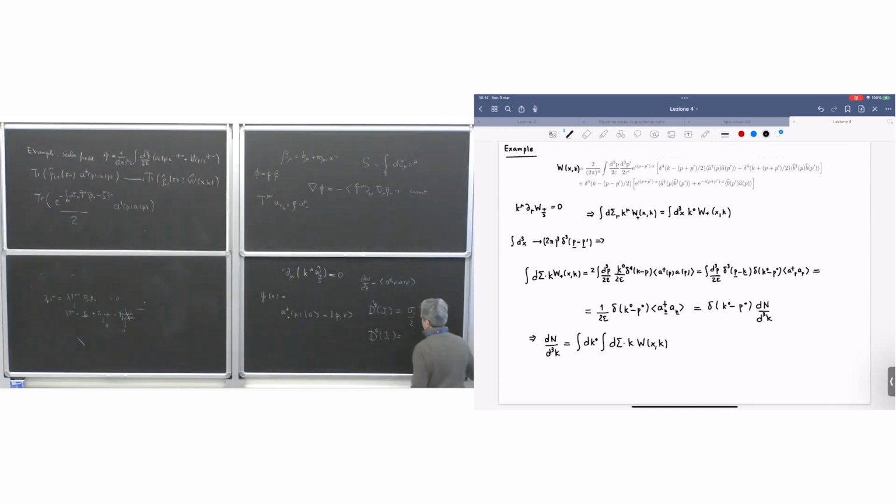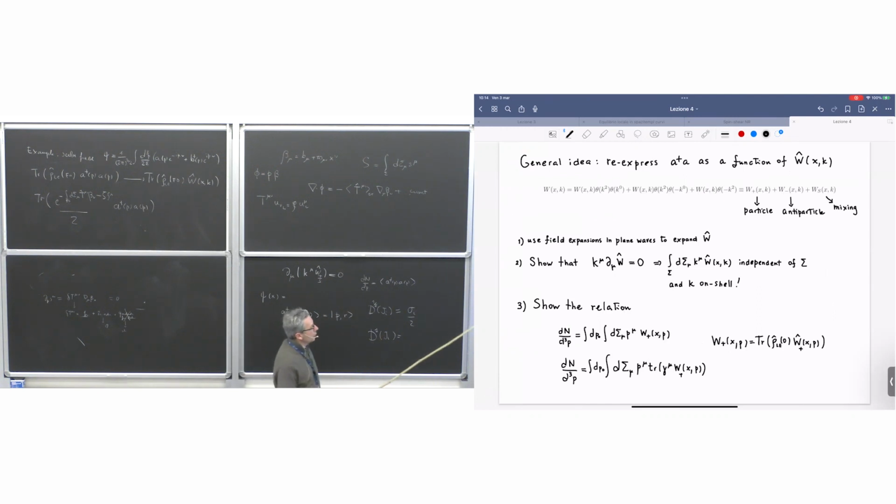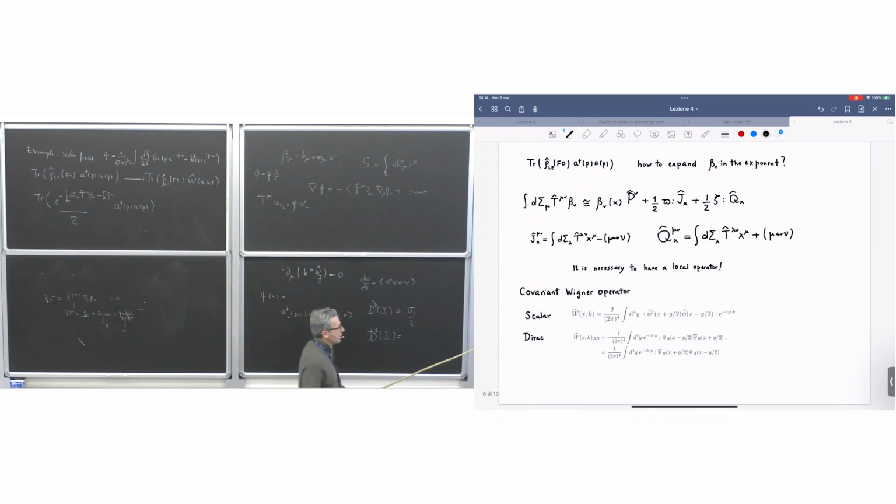To show this, to prove this relation, okay? This relation tells you how to calculate the spectrum from the Wigner function for the spin 0 case. And this is the corresponding relation for spin 1/2 particles, which involves the trace of gamma mu W. W, in the case of spin 1/2 particles, I remind you, is a matrix in the spinor space. So it has 4 times 4 components. This is a 4 times 4 matrix.